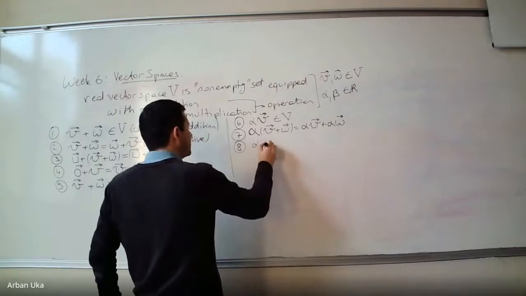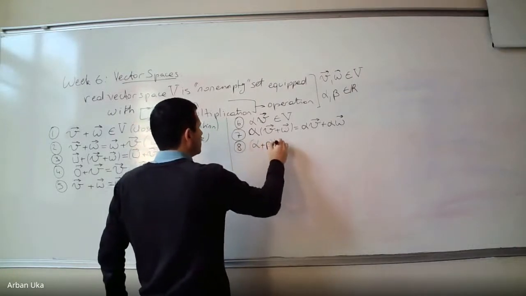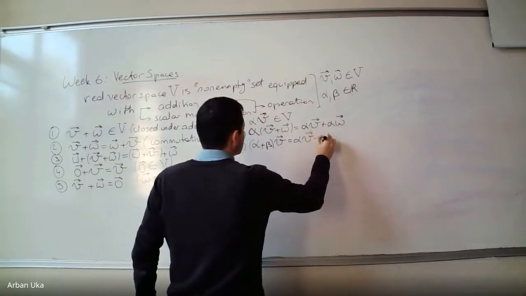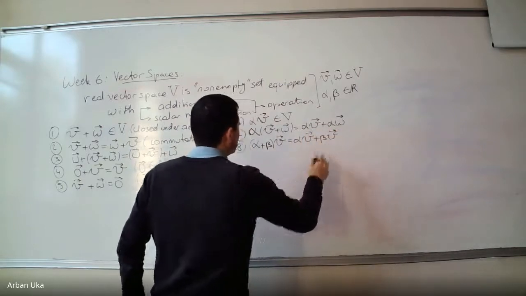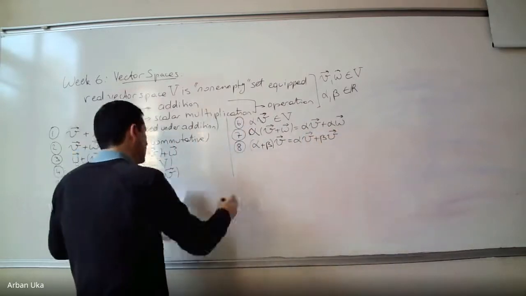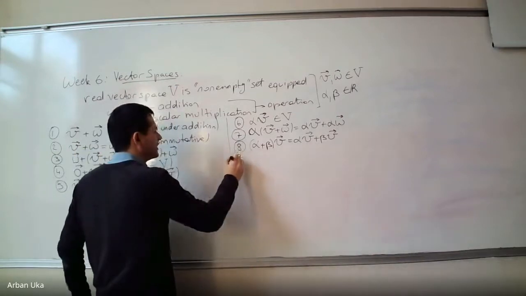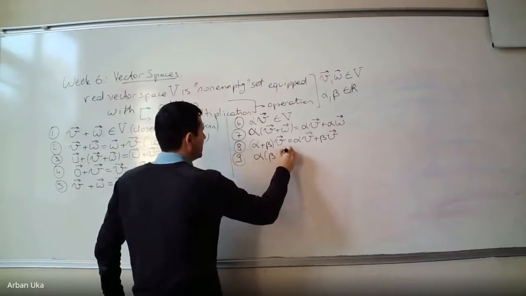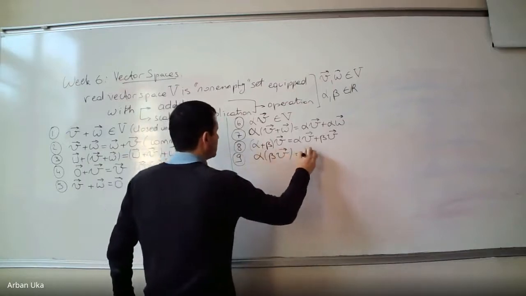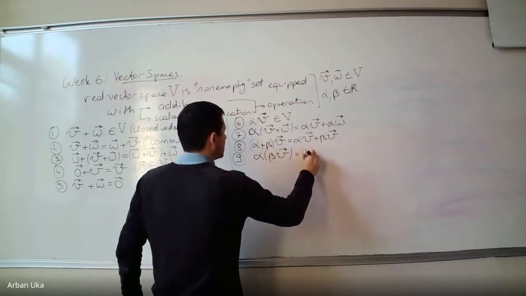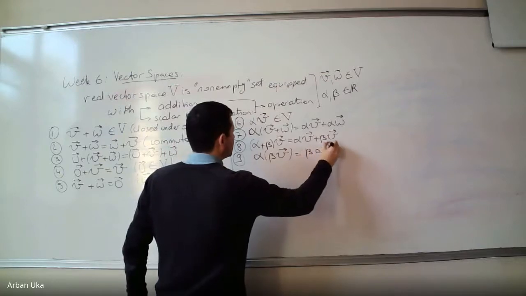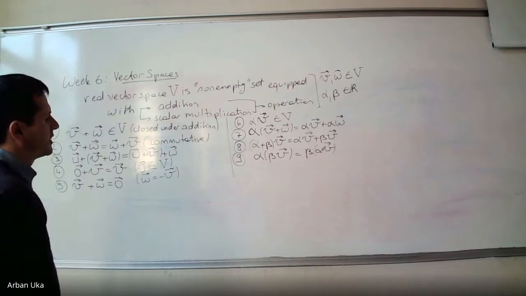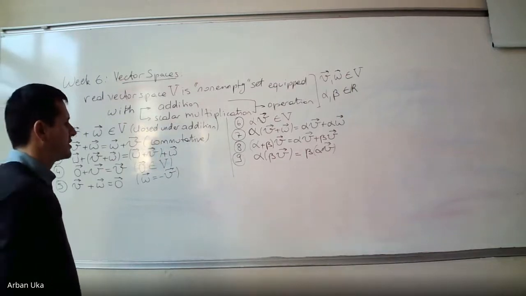This is (alpha plus beta) times V. This is equal to alpha V plus beta V. Then the ninth is also something not very challenging. This is alpha times (beta V). This would be equal to beta alpha V. Okay, the commutation of multiplication is the same, like 3 times 6 is equal to 6 times 3.